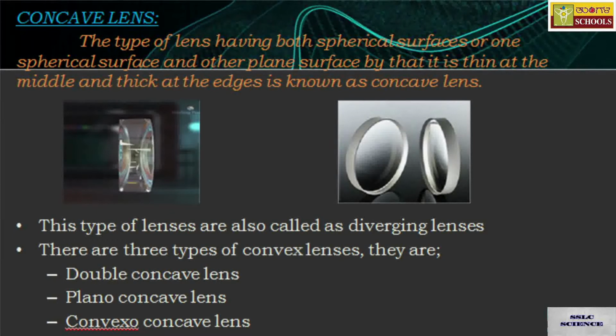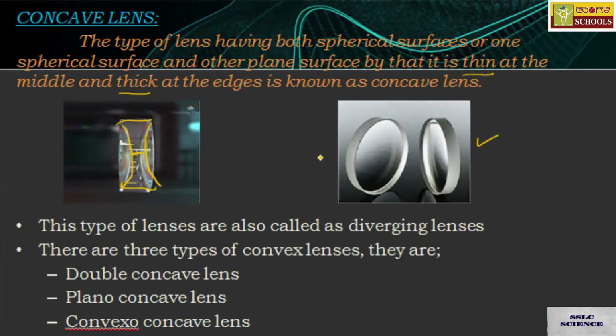Next one will be the concave lens. It is the type of lens having both spherical surfaces, or one spherical surface and the other one plane. By that, it is thin at the middle. This is exactly opposite to that. Thin at the middle and thick at the edges. By that, it appears like this. This type of lens is known as concave lens. Okay, thinner at the middle, thicker at the edges. So this is the picture showing a concave lens.